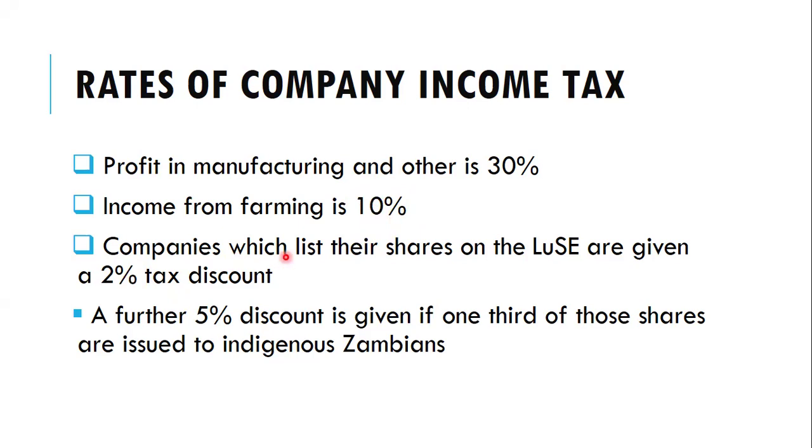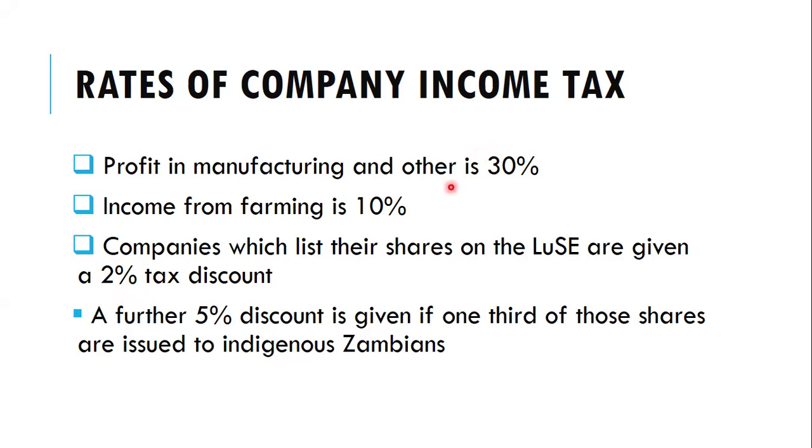Companies which list their shares on the Lusaka Stock Exchange are given a 2% tax discount. In that particular year when the company is listed, the tax discount is 2%, right? So if they're supposed to pay 30%, then they list their shares on the stock exchange. As an incentive, ZRA gives a 2% discount. So they're supposed to pay 28%. That's only in the first year of listing.